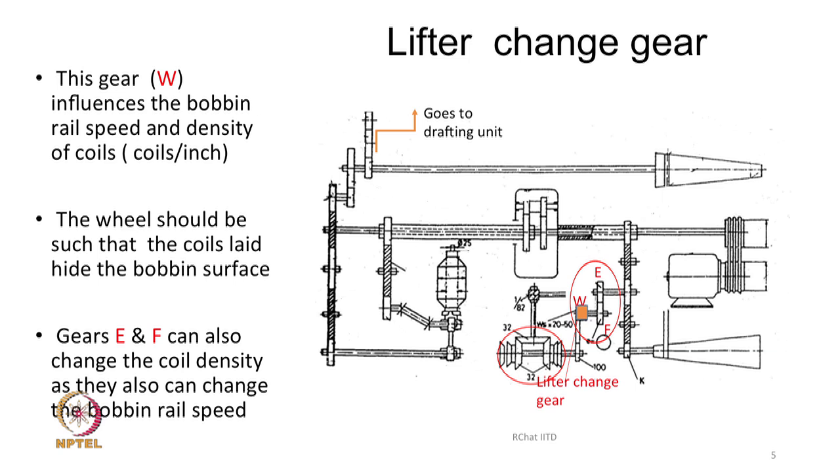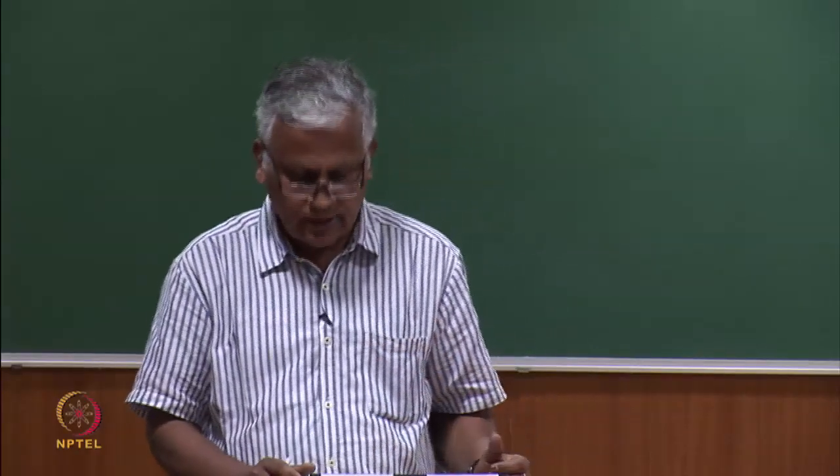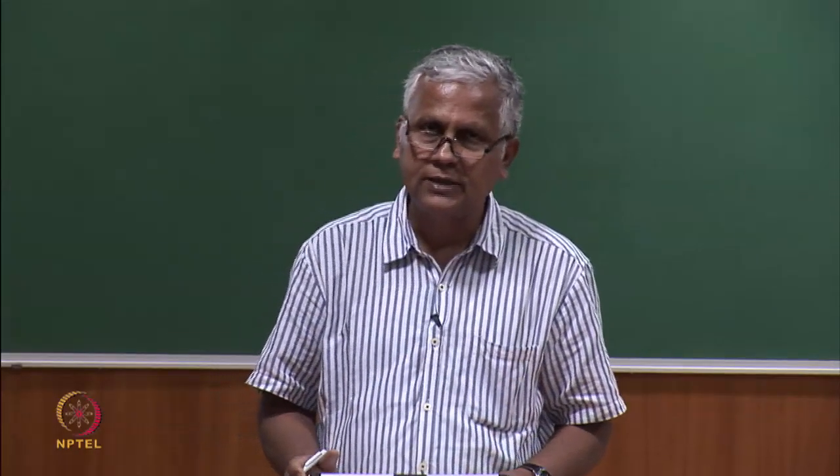but at times we may also change the gears E and F, remembering that E is a driver gear. Similarly, W is also a driver gear. So, more the teeth of W or more the teeth of E basically would mean it will increase the velocity of the traverse. Whereas, if I choose gear F, in that case what will happen? It will decrease the speed of the bobbin rail, because it is basically a driven gear in this particular set.